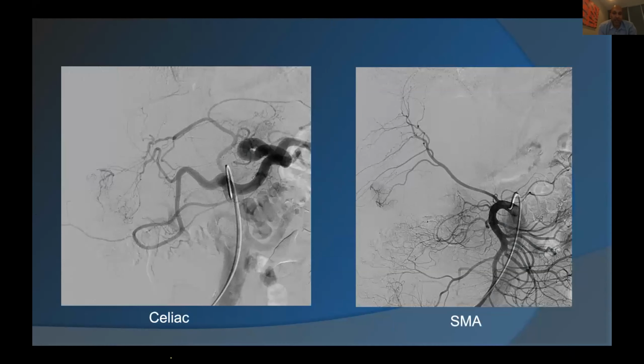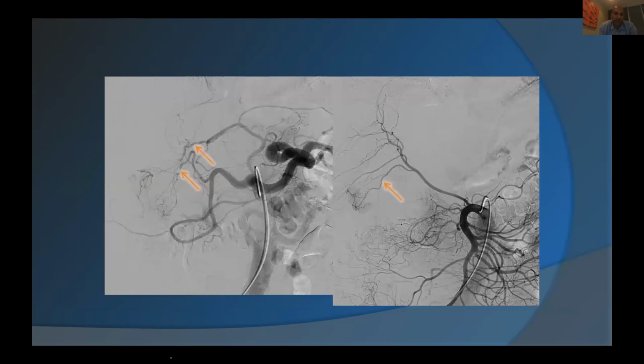He had variant anatomy. So this is the celiac, where you have a replaced left hepatic artery. And this is the SMA, where you have a replaced right hepatic artery. And he had perfusion of the tumor from 3 separate sites. Okay, so the celiac on the left, there's 2 arteries perfusing the top half of the tumor, and the SMA on the right, an artery perfusing the bottom half.